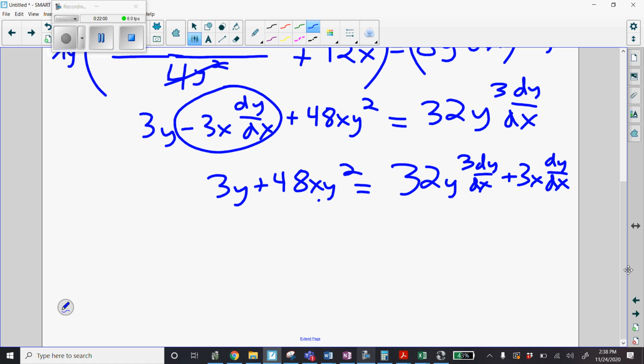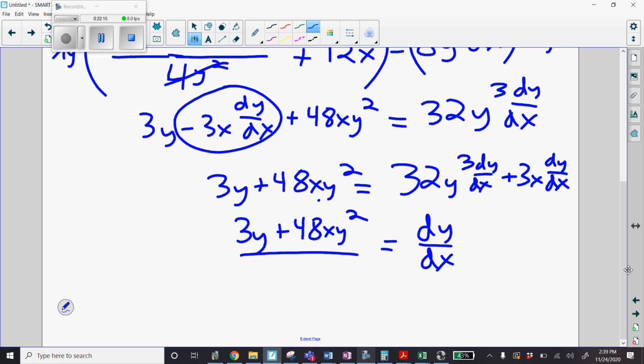Now we're getting there. All right, now I'm going to go ahead and factor out my dy/dx and divide. dy/dx equals 3y plus 48xy squared over 32y cubed plus 3x. And again, I can look to see if anything simplifies here. Can't cancel out any y's. Can't cancel out any x's. Can't reduce the coefficients. So that's my final answer.